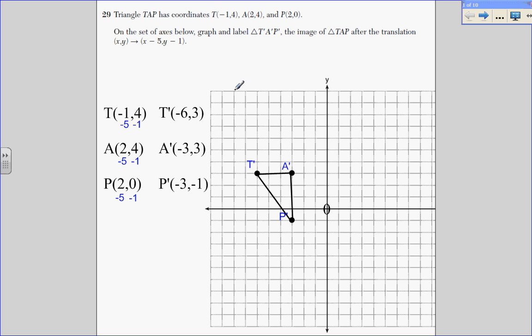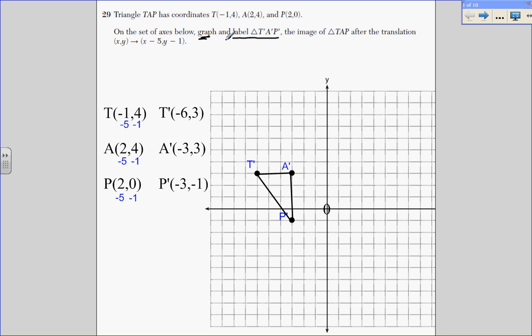A couple of things. You are required to graph and label triangle T prime, A prime, P prime. So just giving them the new set of coordinates does not really follow all the directions here. So make sure that you read the directions and you follow through on every single thing.